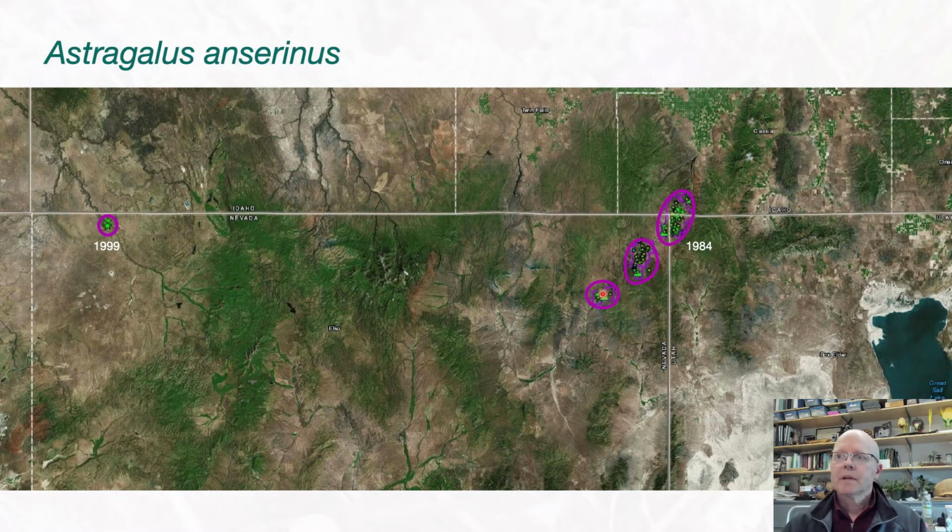Although the main population center of Astragalus anserinus is along the Goose Creek drainage here, there is a population that was collected in 1999 over here in western Elko County, Nevada, that morphologically seems consistent with Astragalus anserinus. Rupert Barneby, the expert at the time, identified these plants as Astragalus anserinus, and it's led to some question on whether or not these individuals really are the same as Astragalus anserinus that occur here in its really known distribution.